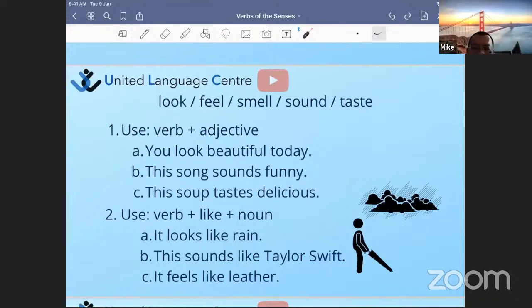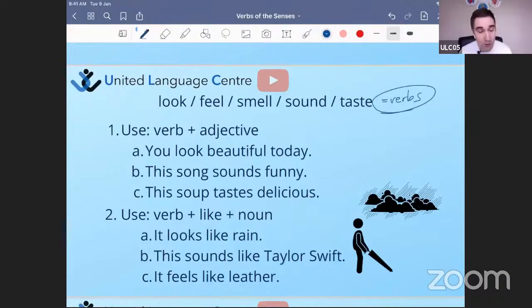So we have look, feel, smell, sound, and taste. These are all verbs. We can use a verb plus an adjective. You look beautiful today. This song sounds funny. This soup tastes delicious. It smells bad. It feels good. Anytime we talk about the senses, we use a verb plus an adjective.